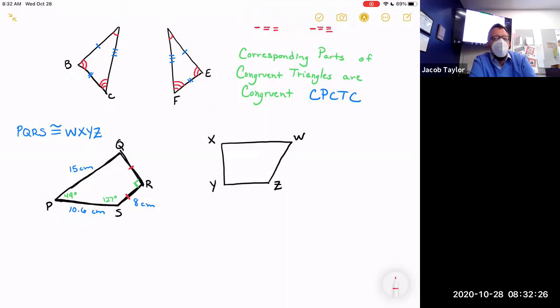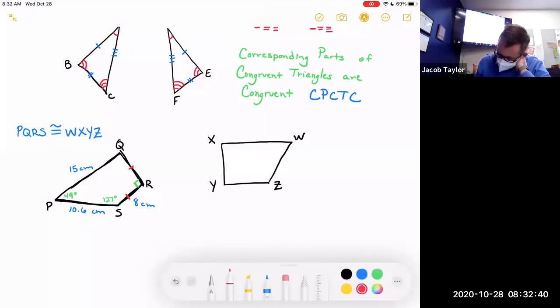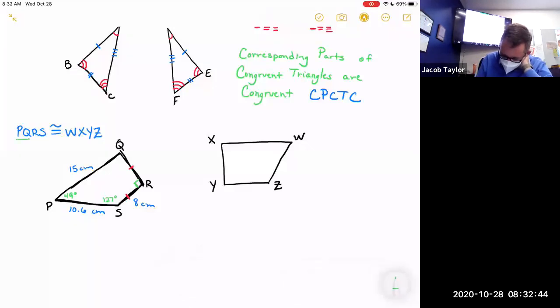So give me another piece of the quadrilateral, the quadrilateral that's missing everything. XW is 15 centimeters. How do you know? Because if you look at the equation, PQ is the first two, and WX is the first two. PQ and WX are corresponding. So since PQ is 15, WX must also be 15.